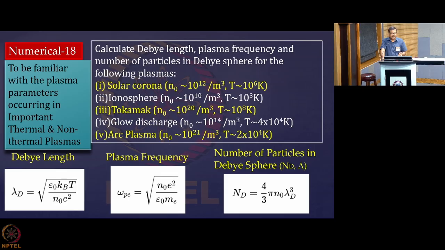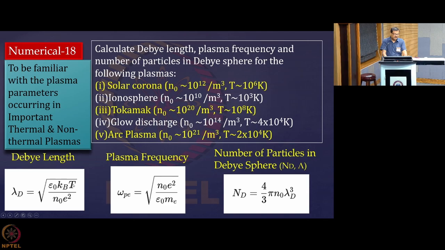Now, the quantities we are interested in, I have written the expressions. This is the Debye length, this is the plasma oscillation frequency, and this is the number of particles within the Debye sphere. Sometimes we denote it by N_D, sometimes by this Coulomb parameter lambda, this big one, and this is the expression for Debye length, epsilon kT by n e square.